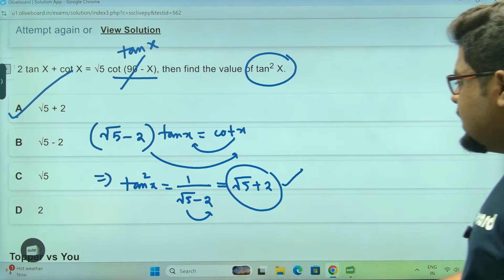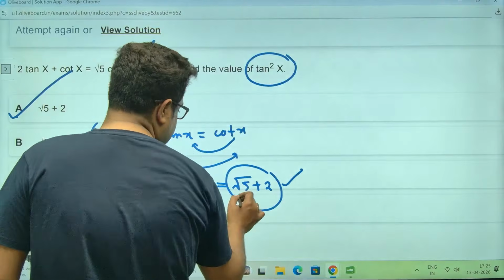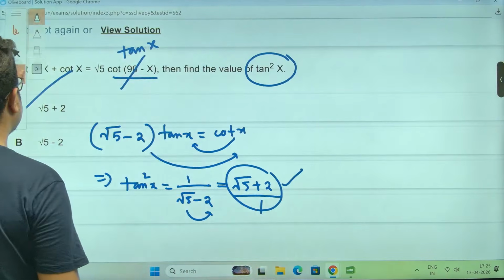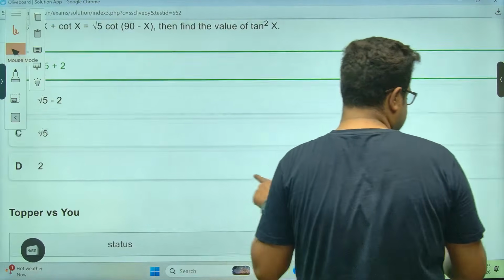Because the gap of root 5 square minus 2 square is 1. So meaning rationalization will be by 1. So which is nothing but root 5 plus 2 itself.